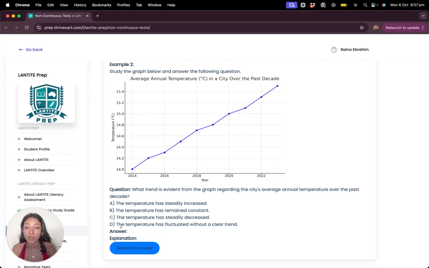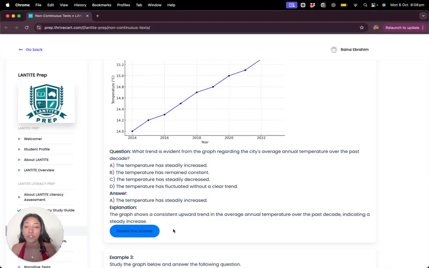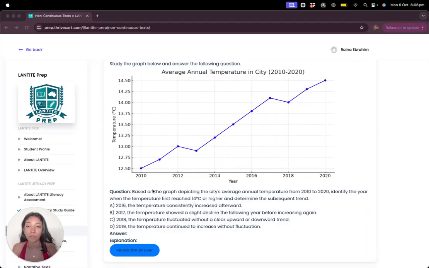Okay, so I'm going to go with A again. Yep. The graph shows a consistent upward trend in the average annual temperature over the past decade, indicating a steady increase. So let's go to the next one. Based on the graph depicting the city's average annual temperature from 2010 to 2020, identify the year when the temperature first reached 14 degrees or higher and determine the subsequent trend.